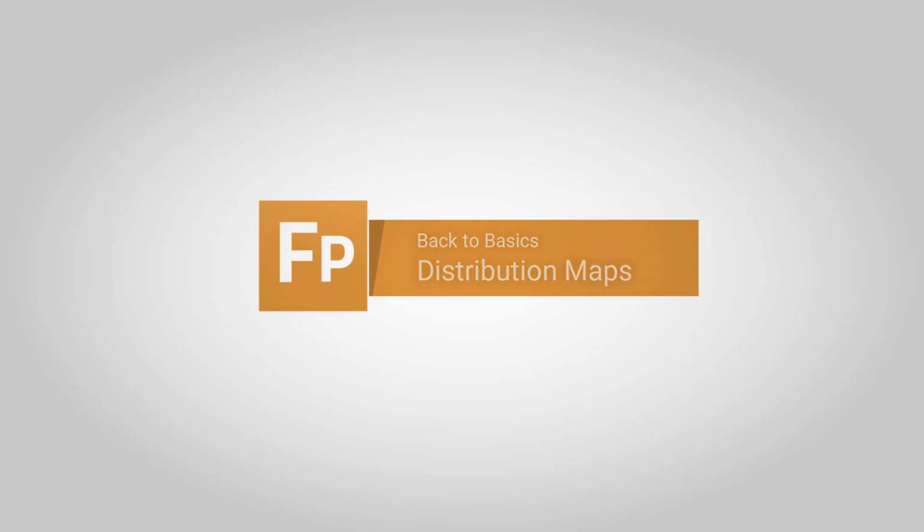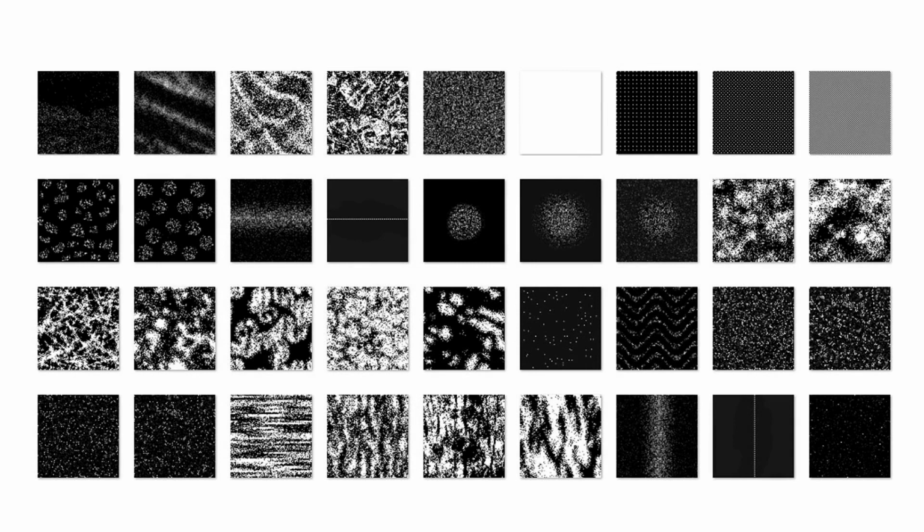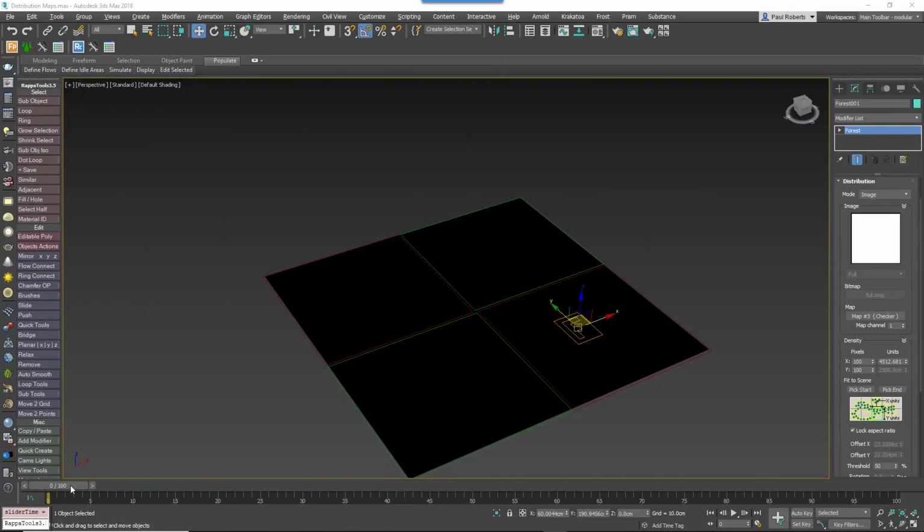In this Back to Basics tutorial, we're going to take a look at those mysterious black and white maps that are at the heart of ForestPak's approach to scattering. In fact, understanding distribution maps can make getting the right results much easier and faster, as well as helping you to create your own custom patterns.